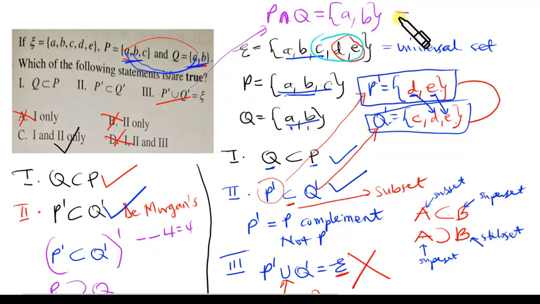But the question is, is this equal to the universal set? Of course not, because the universal set is A, B, C, D, E. But here I have just A, B. So that means statement I is also not true. That reaffirms the fact that the only true option here is option C, that is I and II. Thank you.